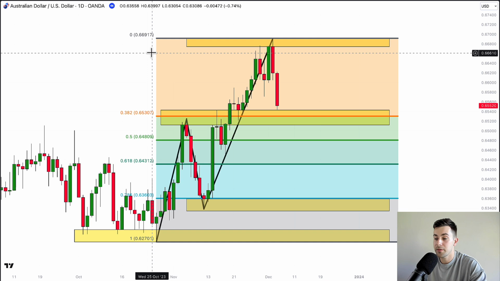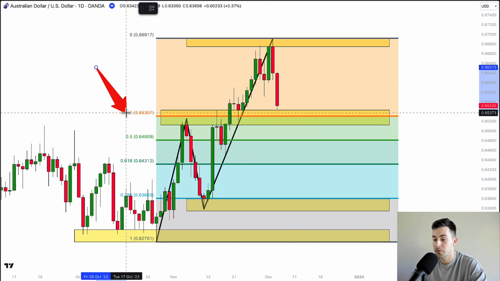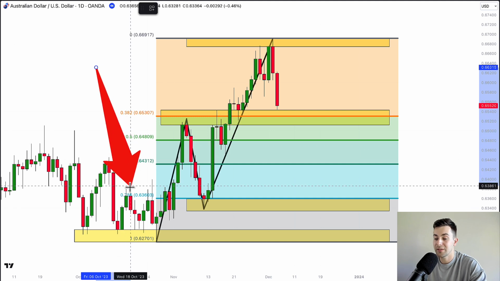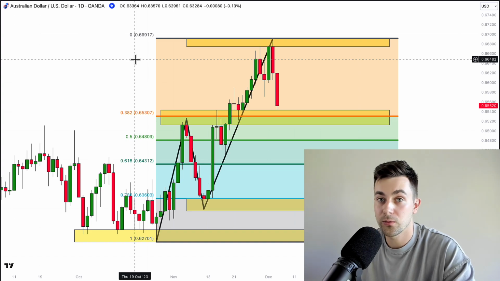And here are the Fibonacci levels that you should look for. You should look for 38.2, 50%, 61.8, and 78.6. These will be the most important ratios to watch.